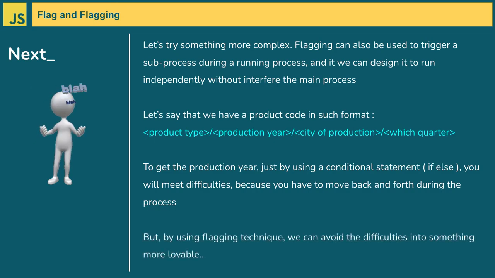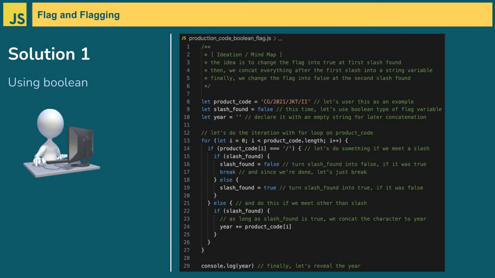Yeah, but by using flagging technique, we can avoid the difficulties into something more lovable. I can say it's more lovable for me, at least. Yeah, let's take a look. So this is the code, but before we continue with the code, I would like to ask you to read the ideation or the mind map, because this ideation or mind map is what we had in mind and what I'm trying to bring up to you with this code.